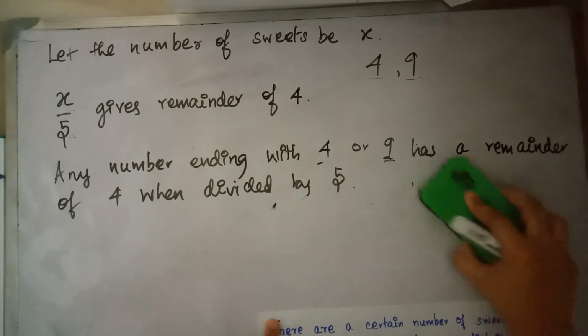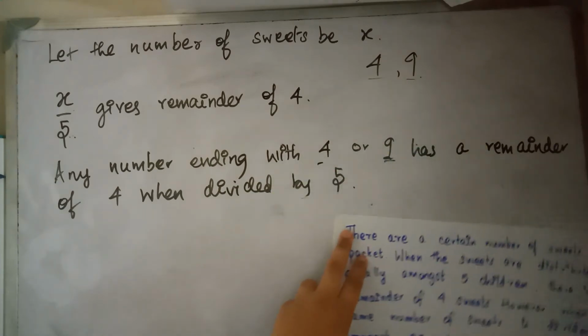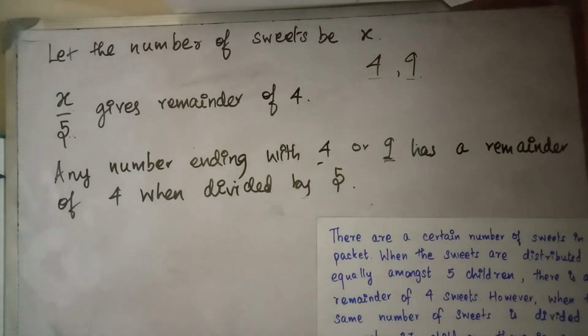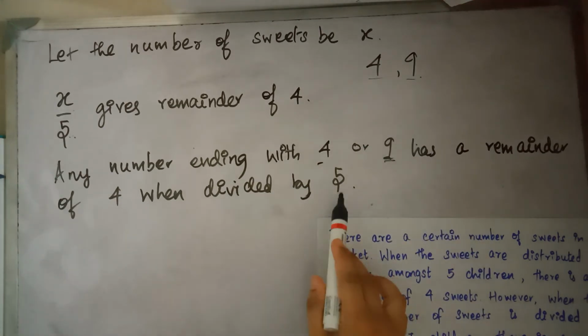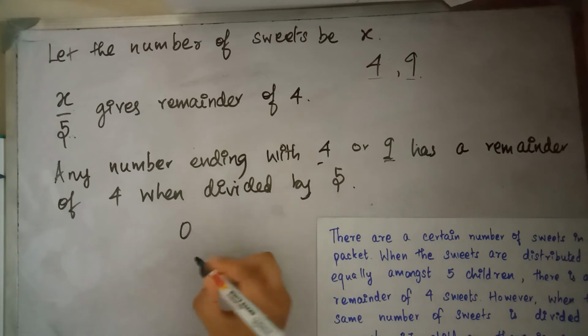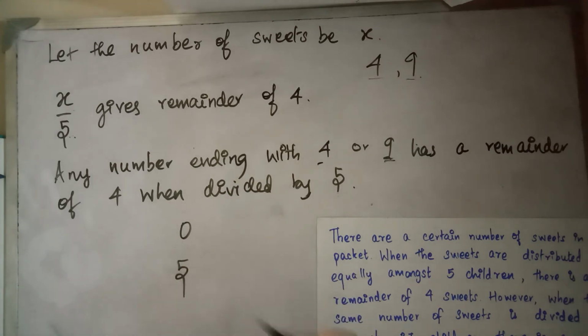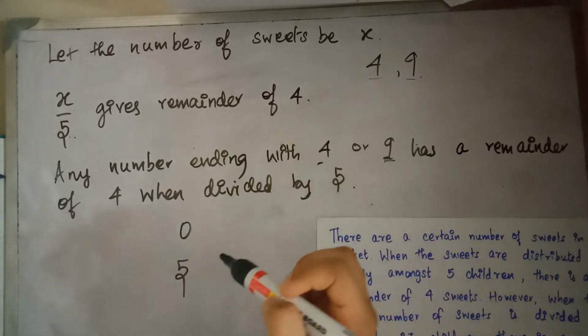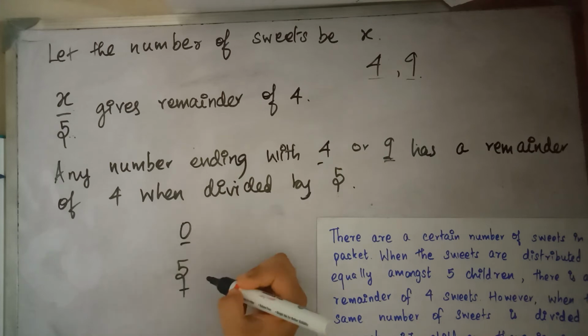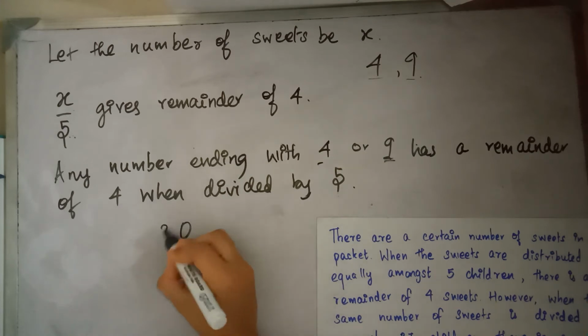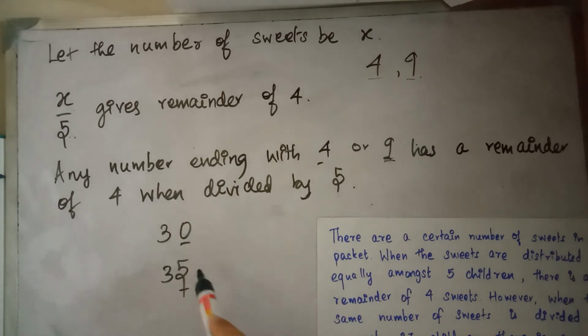Now why is this actually? How is this true? Because any number that's a multiple of 5 ends with 0 or 5. So if it's a multiple of 5, or in other words, if it's divisible by 5, it will definitely end with 0 or 5. So I can have 30, 35, both of these end with 0 and 5, and both of these are multiples of 5.